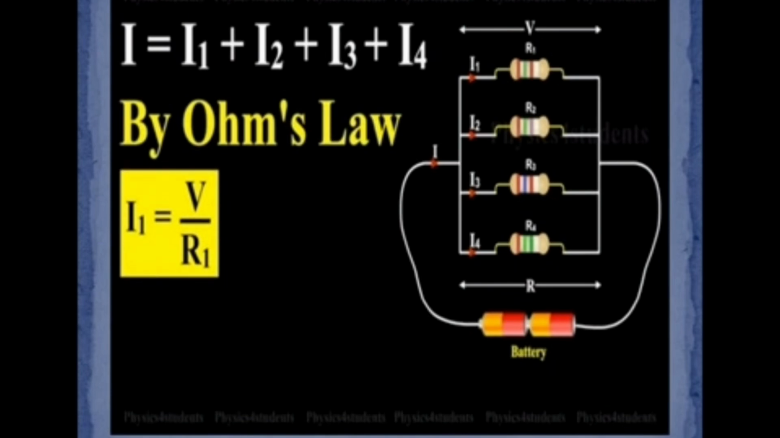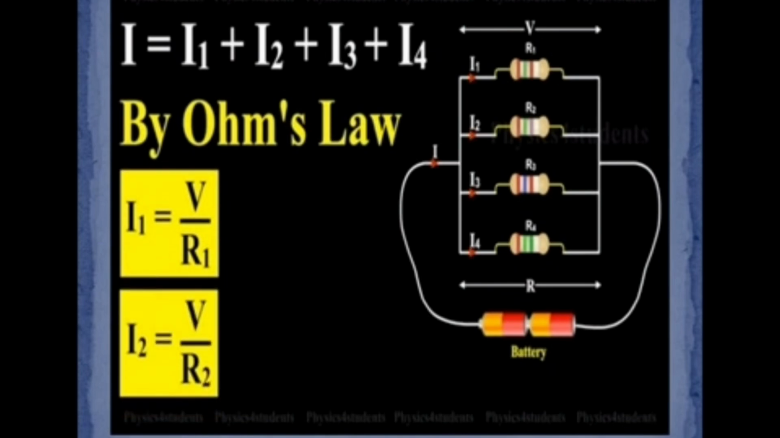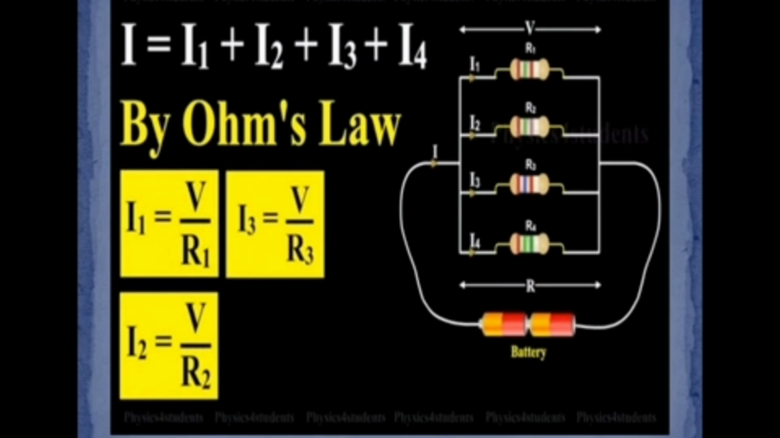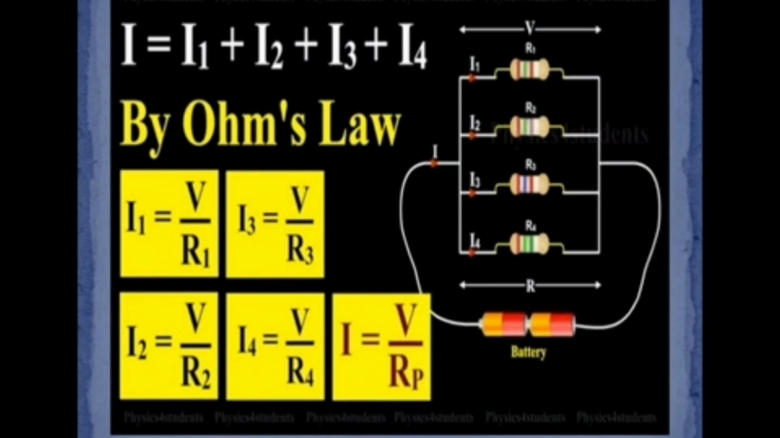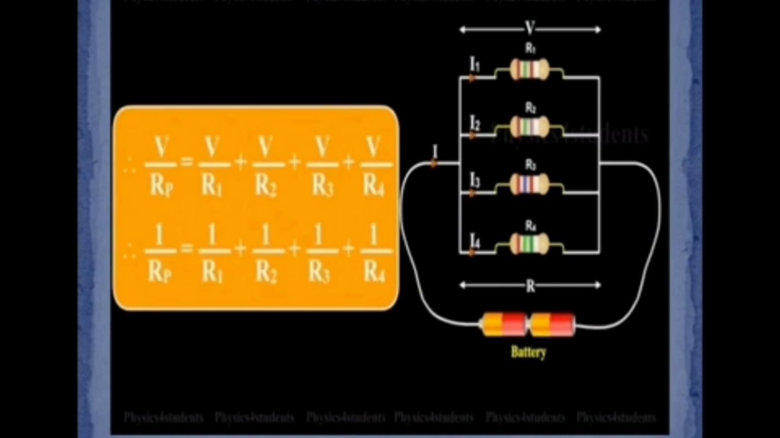By Ohm's law, you know that V equal to IR or I equal to V by R. So I1 equal to V by R1, I2 equal to V by R2, I3 equal to V by R3 and I4 equal to V by R4. Or effective current I equal to V by Rp, where Rp is the resistance when the resistors are connected in parallel.